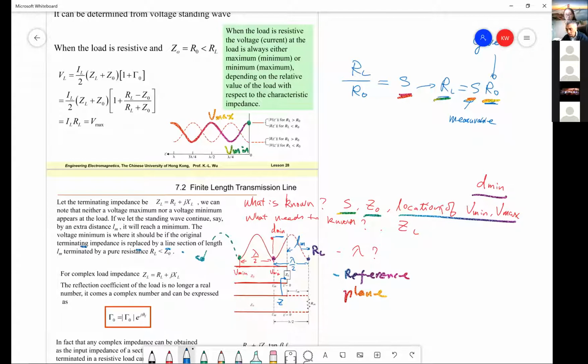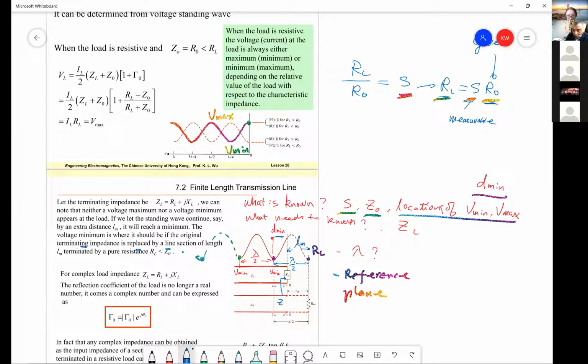Because this pattern will continue if the load is invisible, okay? So this standing wave ratio doesn't move. For a given load, it doesn't move. So this voltage standing wave can be measured. In the next example, I'll show you the device that can measure this. Okay, using this way, we can find impedance.